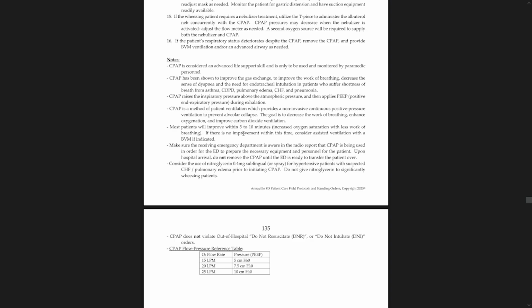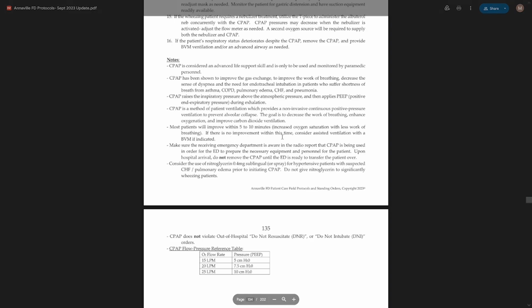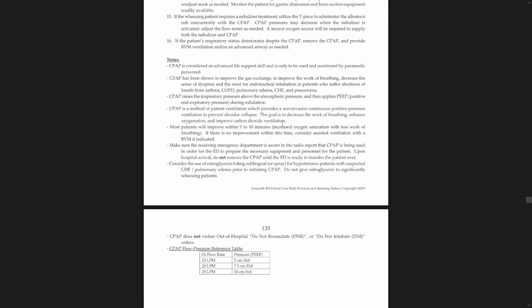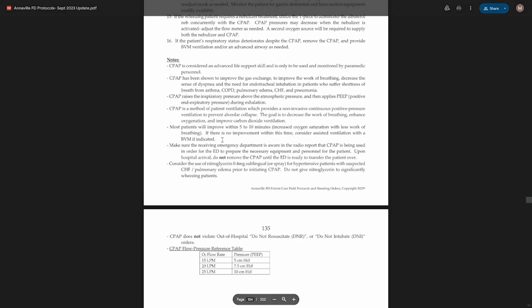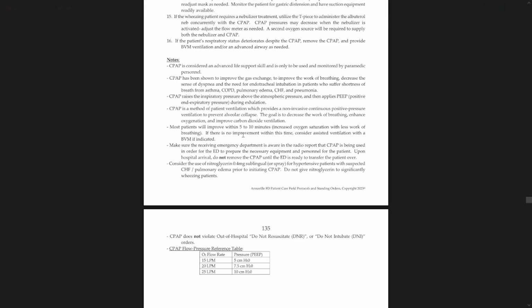Most patients will improve within 5 to 10 minutes, with increased oxygen saturation and less work of breathing. If there is no improvement within this time, consider assisted ventilation with the BVM if indicated. Make sure that the receiving emergency department is aware in the radio report that CPAP is being used, in order for the ED to prepare the necessary equipment and personnel for the patient. Upon hospital arrival, do not remove the CPAP until the emergency department is ready to transfer the patient over.